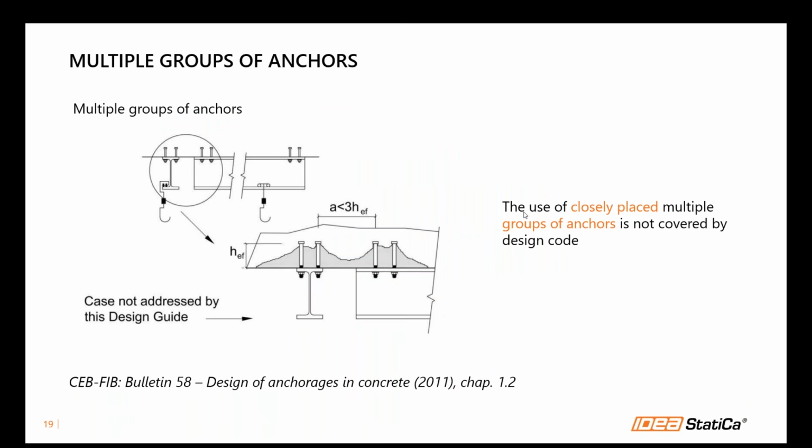Yeah, the next use case that we identify is multiple group of anchors. For example, this is a hoist beam, which is anchored to the slab above and is quite close to each other. This case is not really clearly addressed by the design guide, like how do you solve this type of anchoring problem.